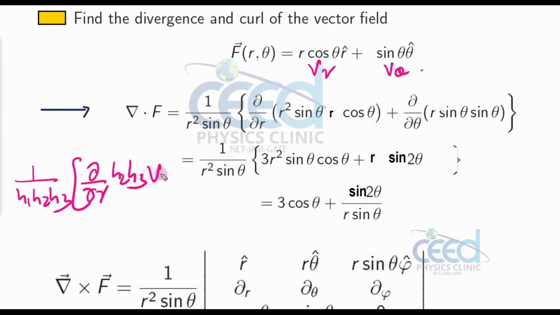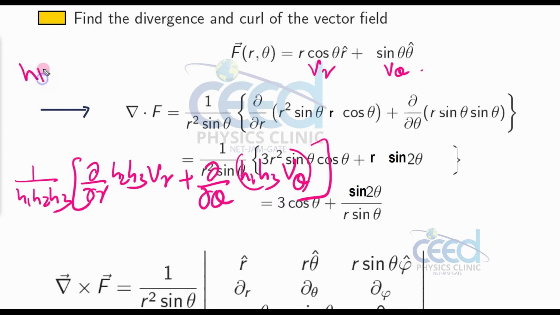Okay, that is VR plus ∂/∂θ of h1 h3 V_θ. And the next term I am not writing, because for ∂/∂φ there is no φ component here, so we need not write that. Okay, so I can substitute in spherical polar coordinates: h1 is equal to 1, h2 is equal to r, h3 is equal to r sin θ.